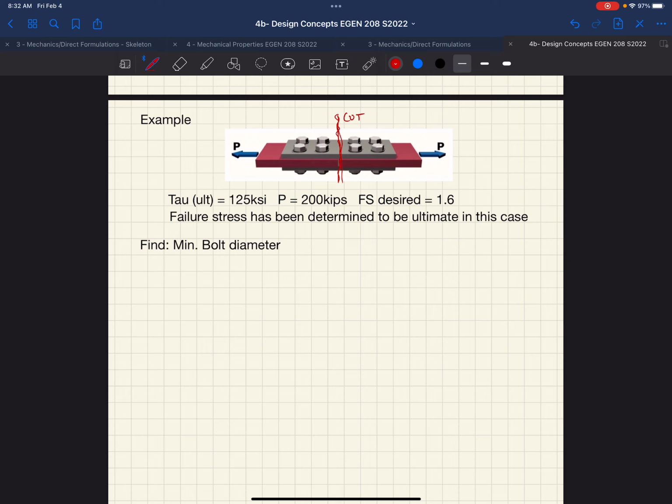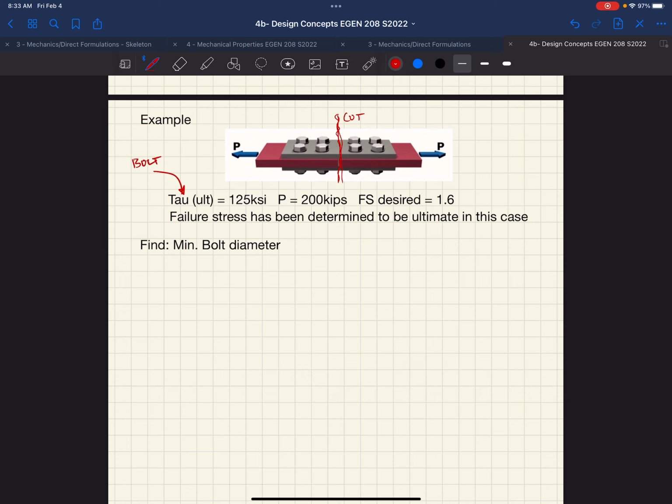So this is our ultimate shear stress allowed in the bolts. They tell us that based on this component, the uncertainty, what it's used for, they would like us to impose a factor of safety of 1.6 on this design. And they want to know what's the minimum bolt diameter, okay?